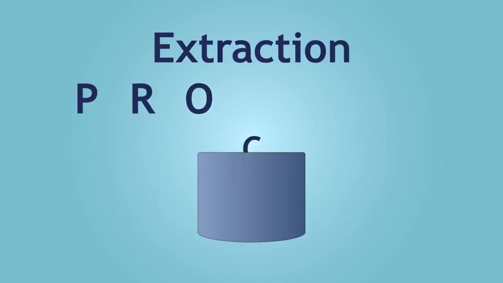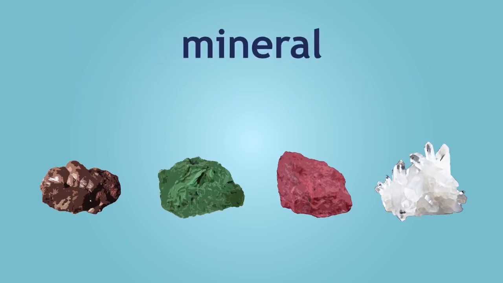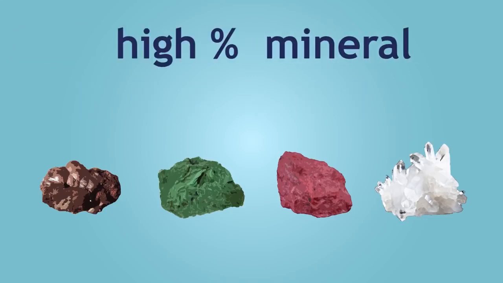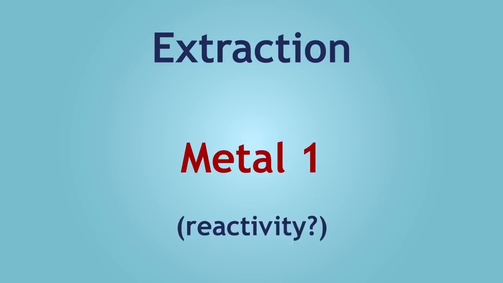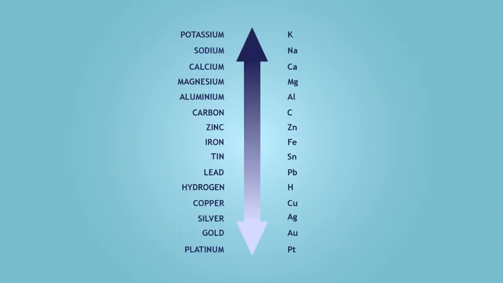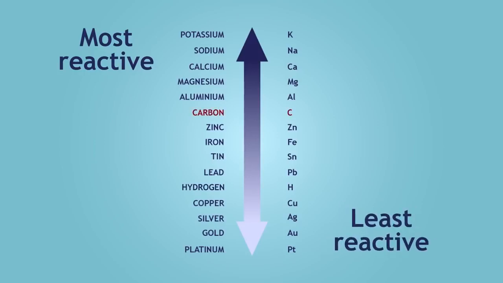The extraction process for each ore can vary, but the key idea here is that the mineral must be present in a high enough percentage, or else the process would not be very economically beneficial. Now, before we can extract a selected metal, we must first consider its reactivity by looking at this reactivity table. The most reactive metals are at the top of the series, and the least reactive at the bottom of the series. Although carbon and hydrogen are not metals, they are still included in the table for comparison purposes.